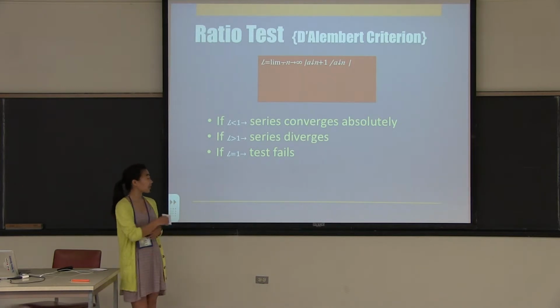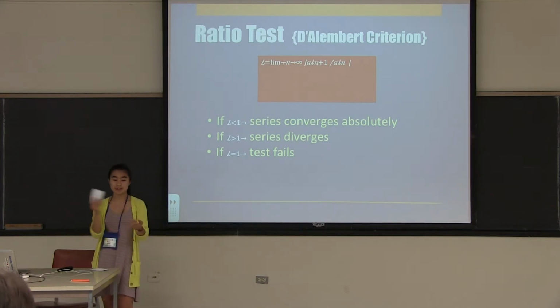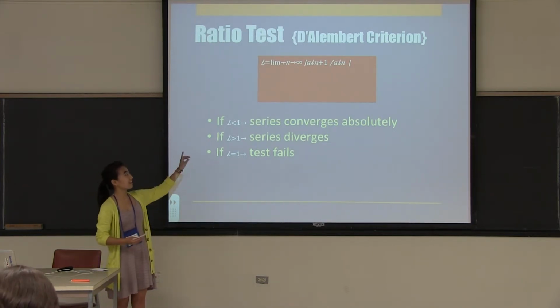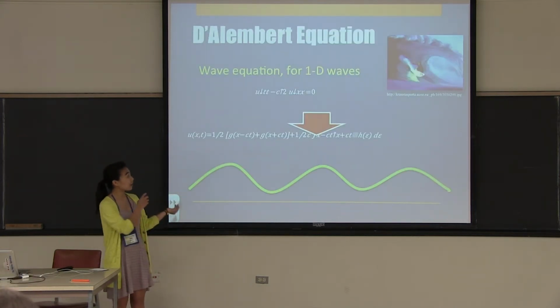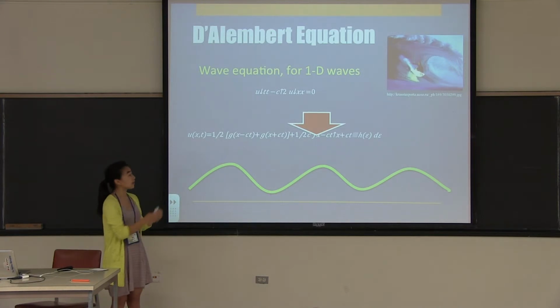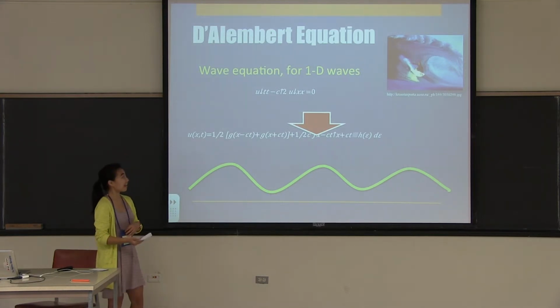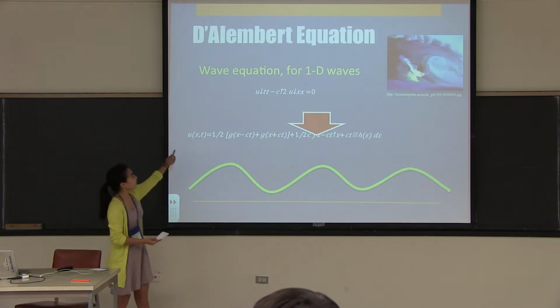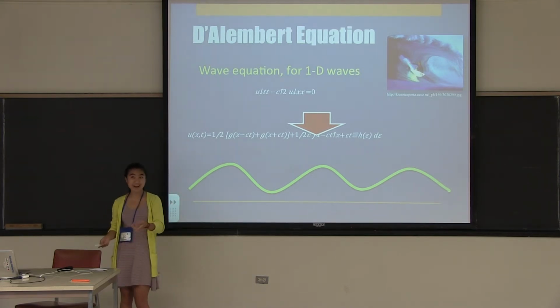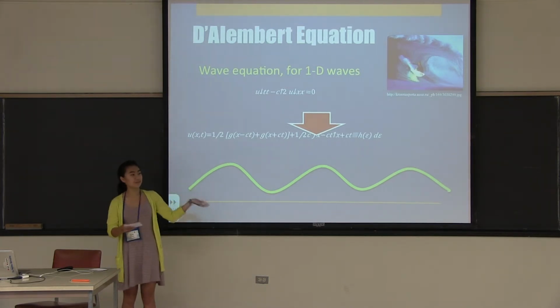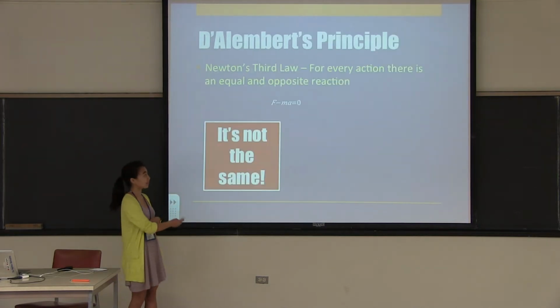And so you can look at the behavior of a series by seeing if it converges or diverges by using his ratio test. And he also found the equation for one-dimensional waves. This equation is based on partial derivatives, and Euler actually used it to find the equation for three-dimensional waves.